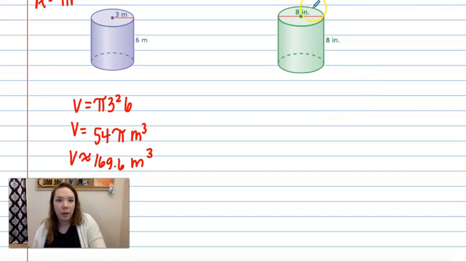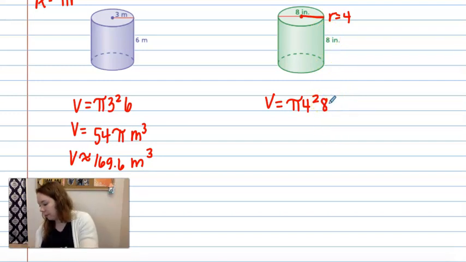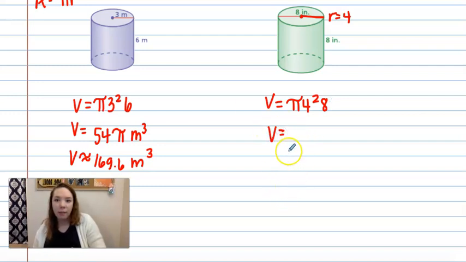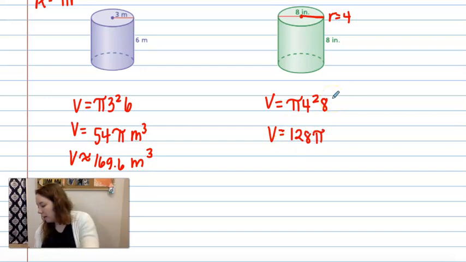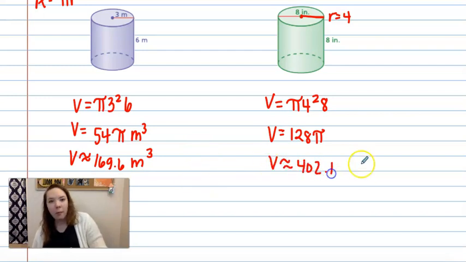All right, so for this one, remember we did this one yesterday and we talked about the radius being 4. So we'd have pi times 4 squared times the height of our cylinder, which is 8. So we'd have 128 pi. I hit my toggle button, I get 402.1 cubic inches.